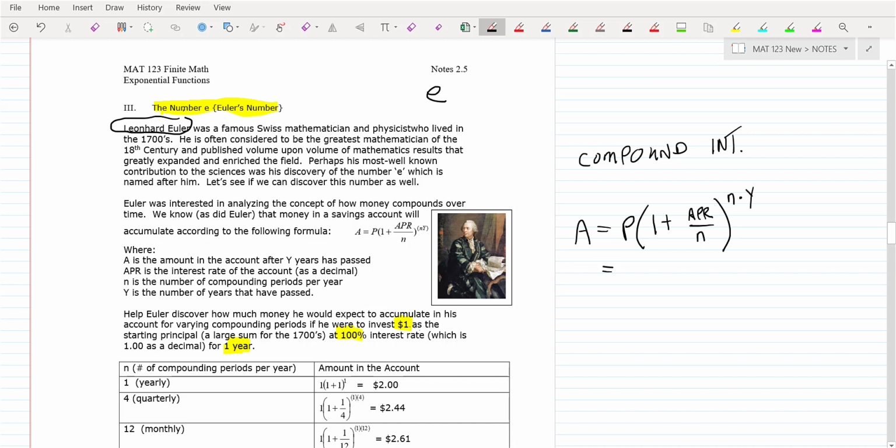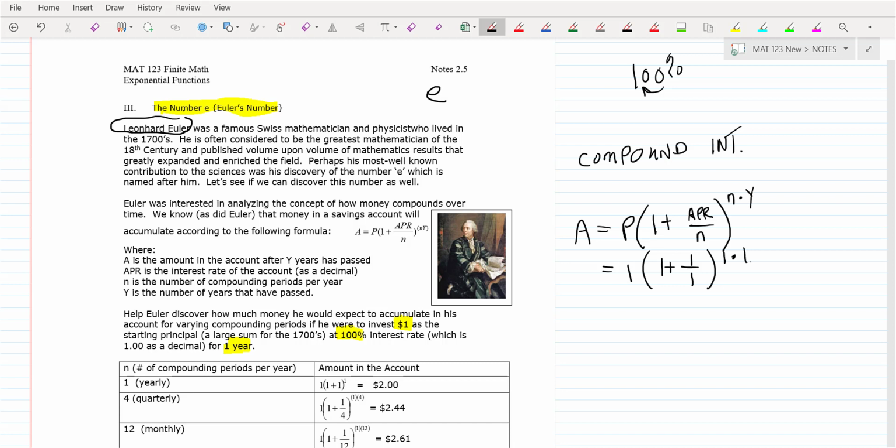So anyway, he takes $1. That principal is going to be $1. Then he does 100% interest. If you have 100% interest, you move the decimal over to the right, so it would be 1. Just like probability, 100% is 1. He's only going to do interest one time at the end of the year, and the time is going to be 1 year. So in the compound interest formula, that's the money you put in the bank, that's your principal. That's the interest rate, it's 100%.